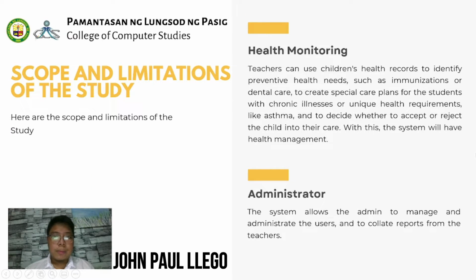Good day, everyone. My name is John Poliego, and to continue the scope and limitations of the study, health monitoring is also included in our scope. The teachers can use children's health records to identify preventive health needs such as immunizations or dental care, to create special care plans for children with chronic illnesses or unique health requirements like asthma, and to decide whether to accept or reject the child into their care.